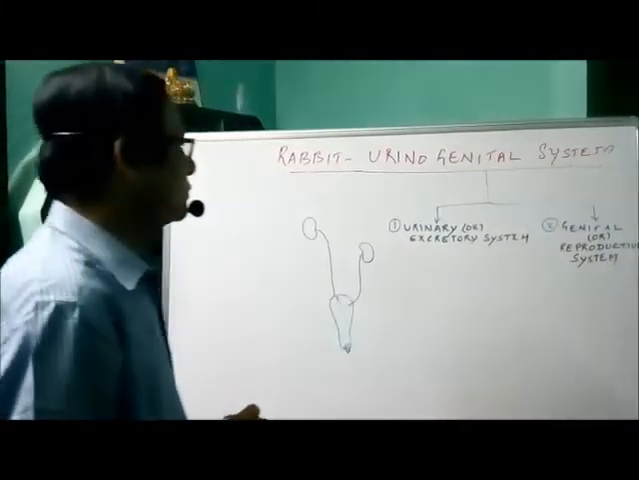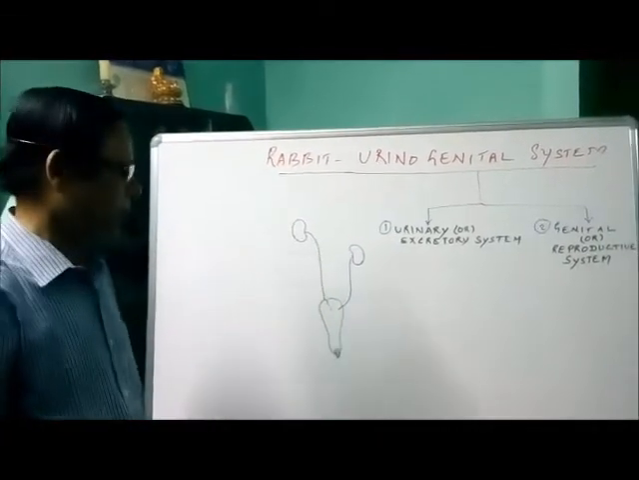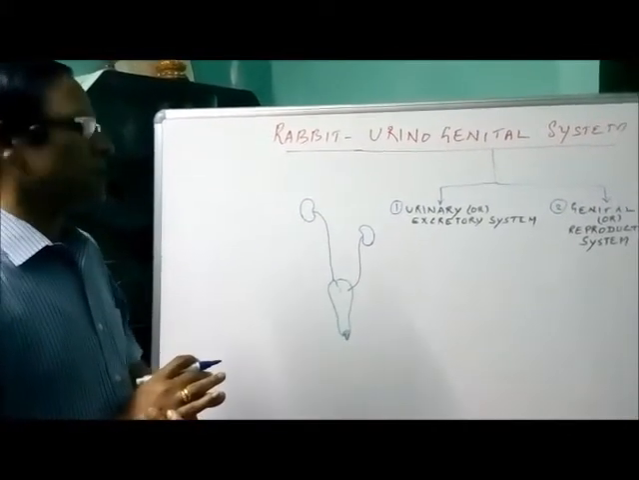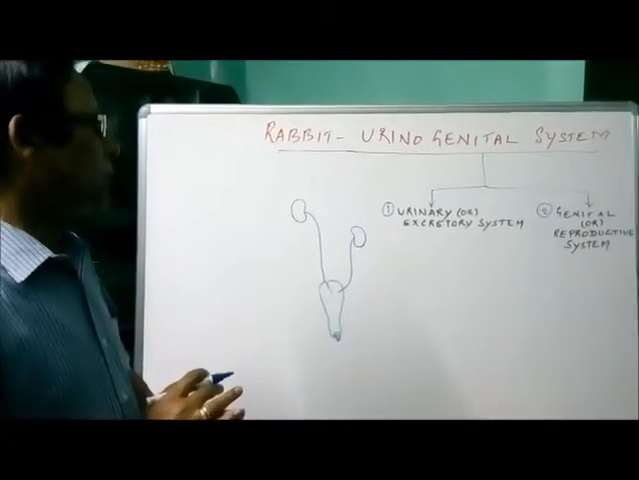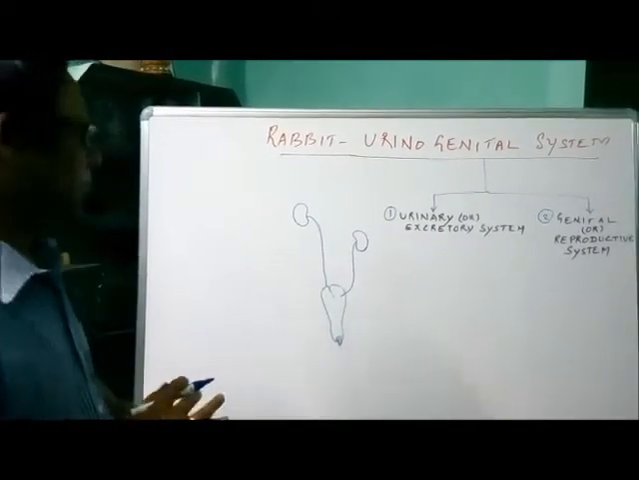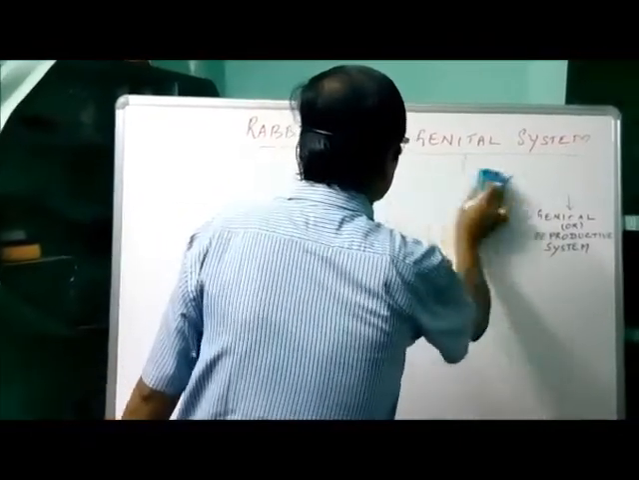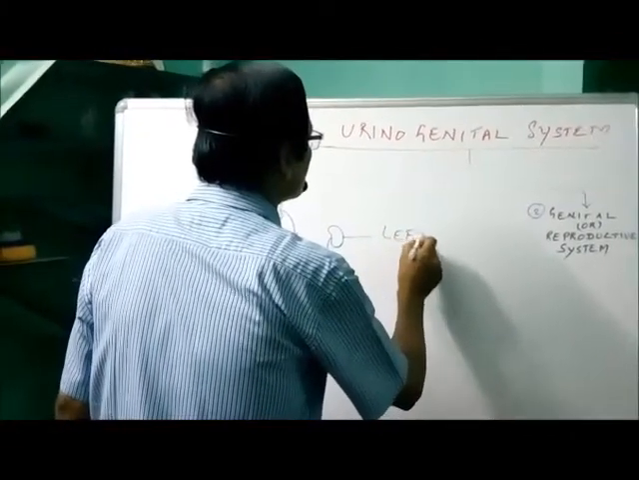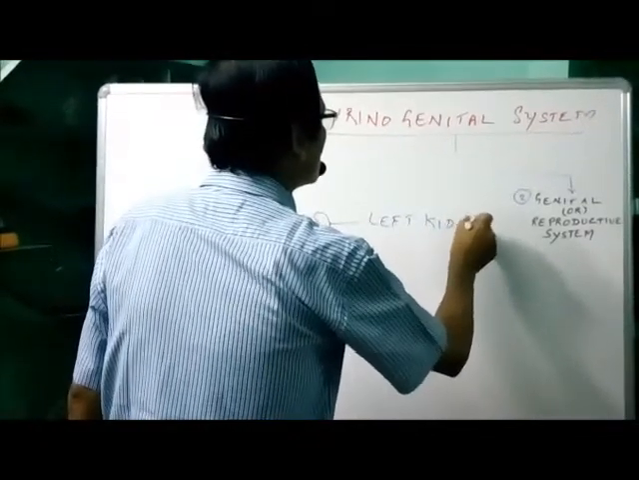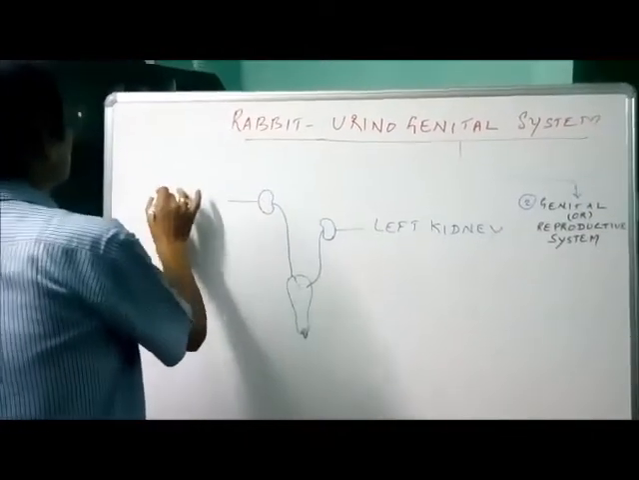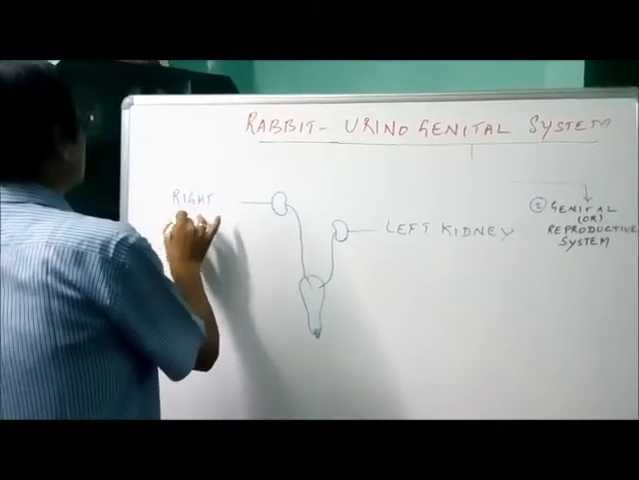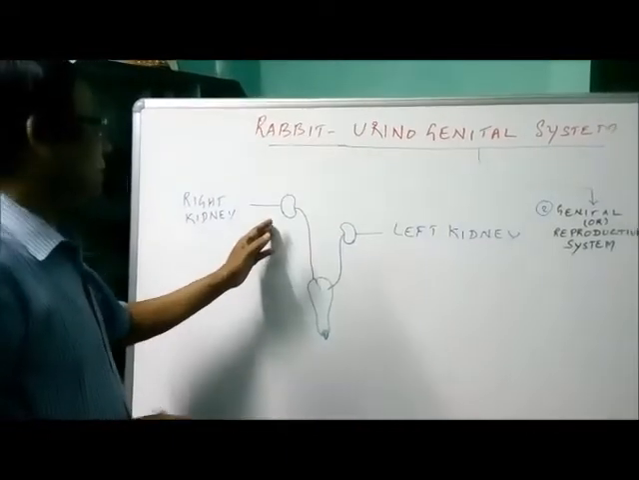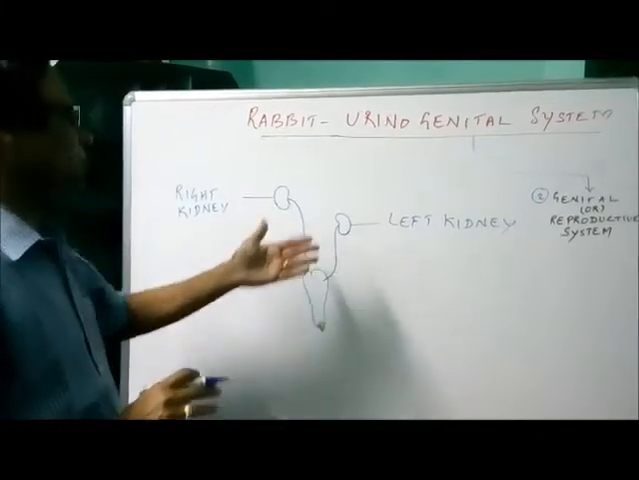Now, let's talk first about the urinary or excretory system. In the case of rabbit, as in the case of other vertebrates, including man, the excretory system consists of a pair of dark red, bean-shaped kidneys. Now, these are all the kidneys placed in the abdominal cavity. So, this is the left kidney. And this is the right kidney, placed in the abdominal cavity. Normally the right kidney is slightly in an upper position than the left one.